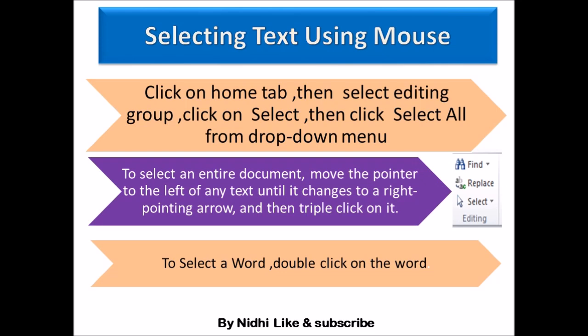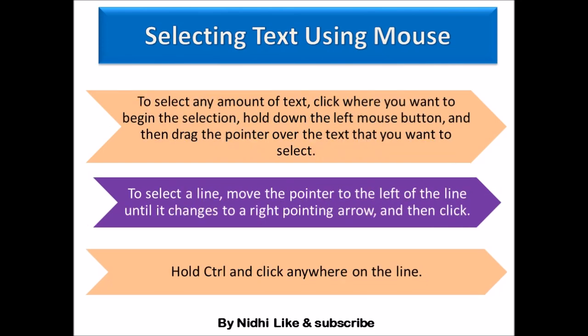Okay, second point is, if you want to select the whole document, then move the pointer, that is cursor, to the left of any text until it changes to a right pointing arrow, and then just triple click on it. If you want to select a particular word, just double click on that. Okay, so you are able to select that particular word. If you want to select some text from the paragraph, then click where you want to begin the selection and just drag the cursor with the help of the left mouse button, and you are able to select the particular text.